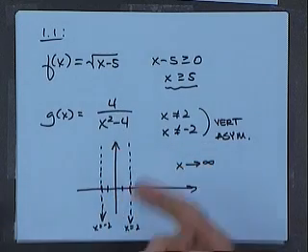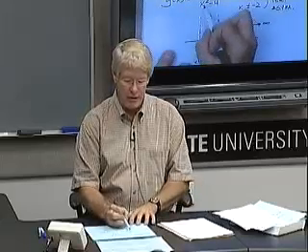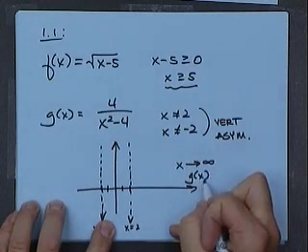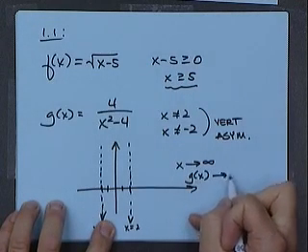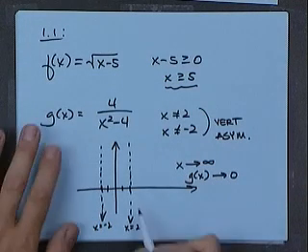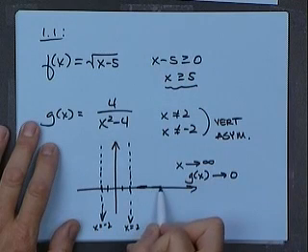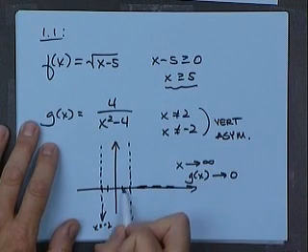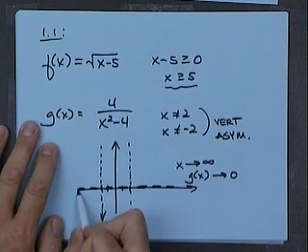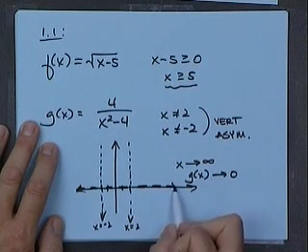Alright. And eventually, when that happens, the value of this tends to 0. So as x approaches infinity, g of x approaches 0. So we do, in fact, have a horizontal asymptote on this picture as well.